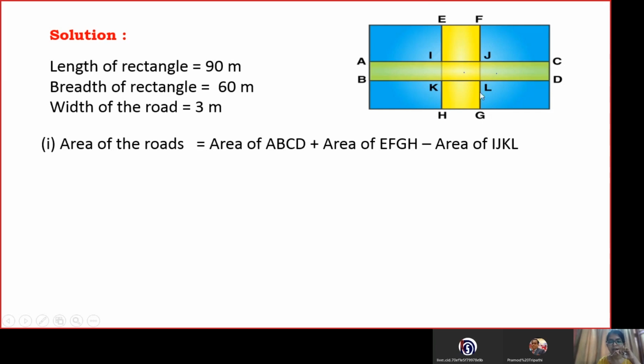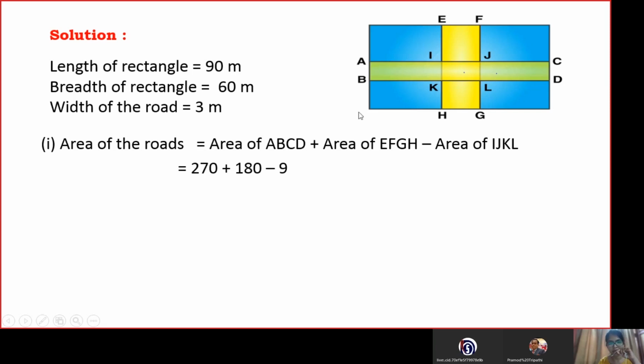Now if you see, haven't we counted the square twice? पहले हमने ABCD rectangle लिया, then we have taken the other rectangle EFGH. So haven't we counted the middle square twice? So एक बार उसको subtract करना पड़ेगा. So that is why to calculate the area of the roads, the formula will be area of ABCD plus area of EFGH minus area of the common square region.